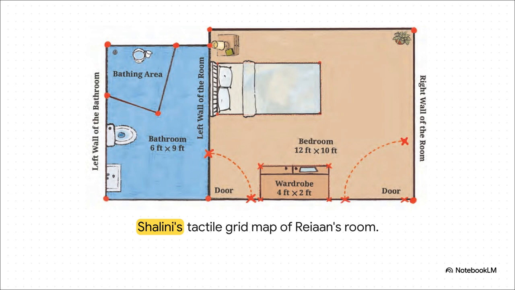She took a board, set up a rectangular grid with pins, and connected them with thick wool to outline exactly where his door, his bed, and his wardrobe were. She scaled the whole thing so 1 centimeter on the board perfectly equaled 1 foot in real life. It's brilliant. Ryan could literally feel his way through the math.